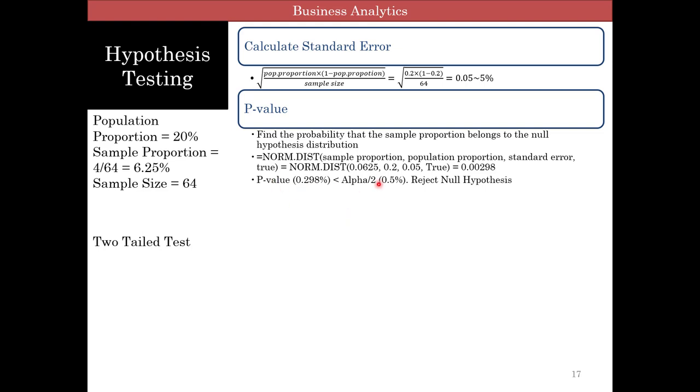And so you compare it to alpha by 2 instead of alpha, right? Remember, in a one-tailed test, you compare it to alpha, and in a two-tailed test, you compare it to alpha by 2. It is still less than alpha by 2, and you can reject the null hypothesis.